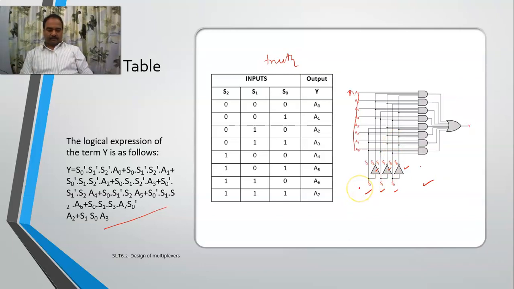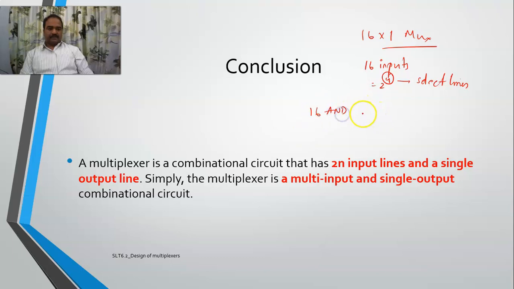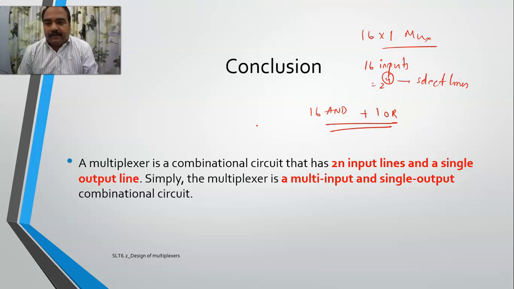Okay. Now, if you go with a 16 by 1 mux, how many inputs will be there? 16 inputs will be there, which is equivalent to 2 power 4. So how many select lines will be there? 4 select lines will be there, right? So 16 AND gates will be there and 1 OR gate will be there. So this is the way muxes are realized using logic gates. In the next class we will see how to realize higher order mux using lower order mux.